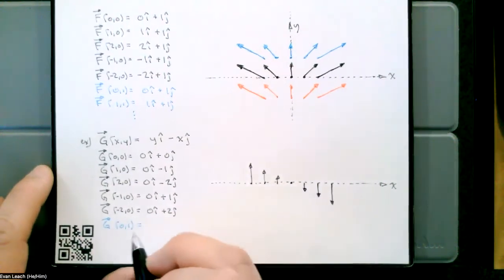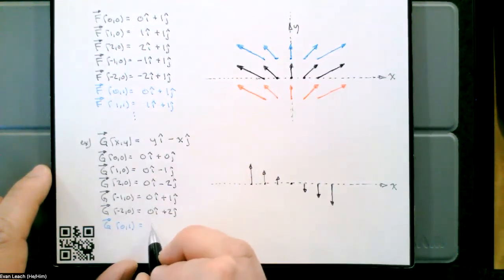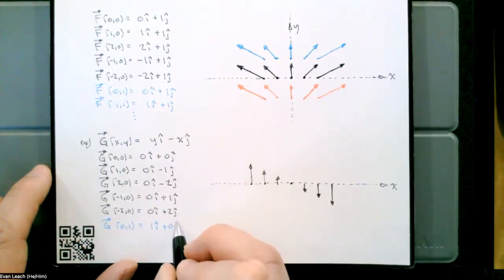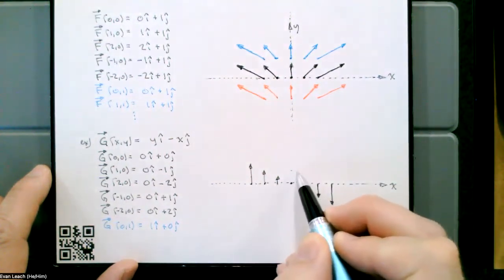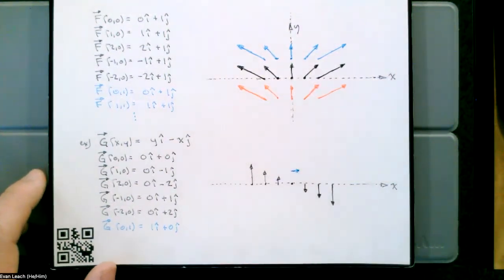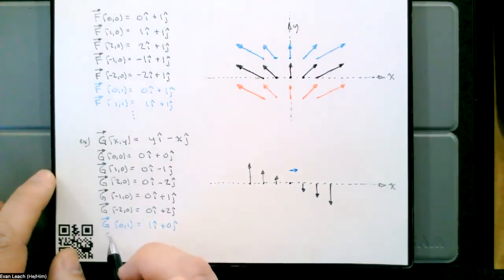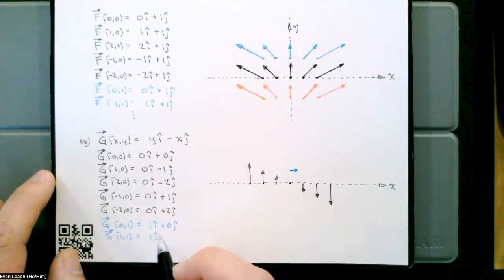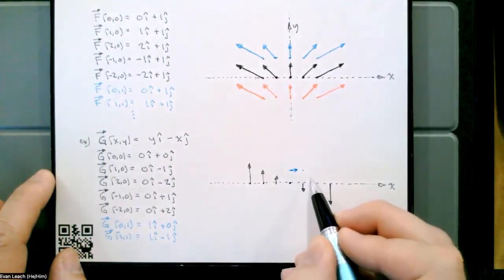So G of 0, 1, in this case, X is 0. So I'm going to have no side-to-side movement. X is 0. So 1i plus 0j. So at this point, I'll have 1i plus no j. So it's going just this way. If I look at G of 1, 1, I'll have 1i minus 1j. So at this point, I'll have 1i minus 1j.